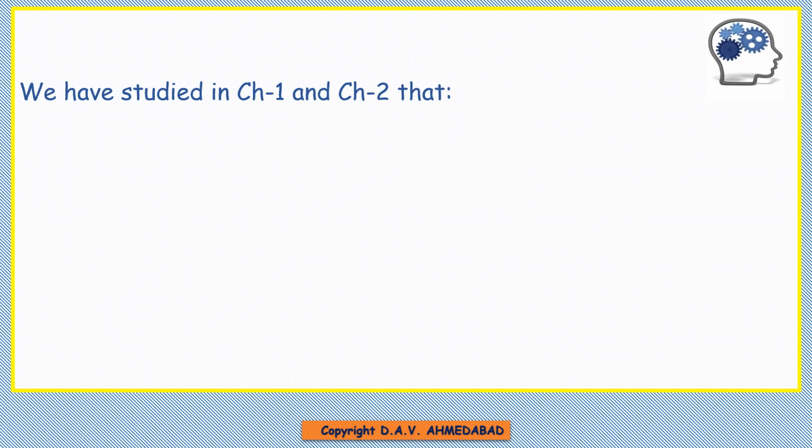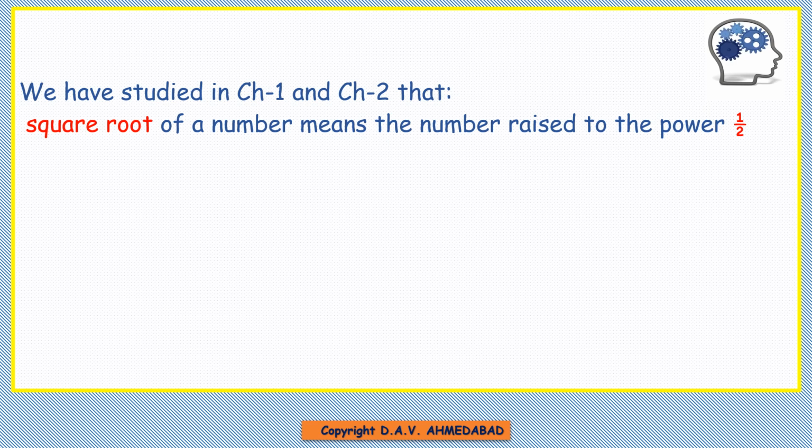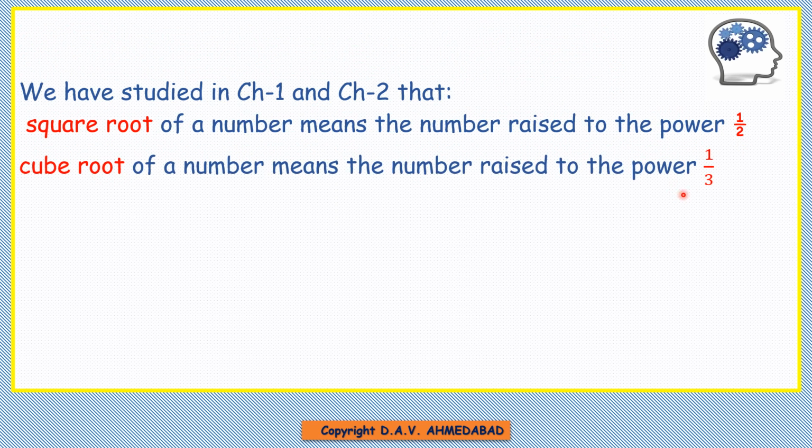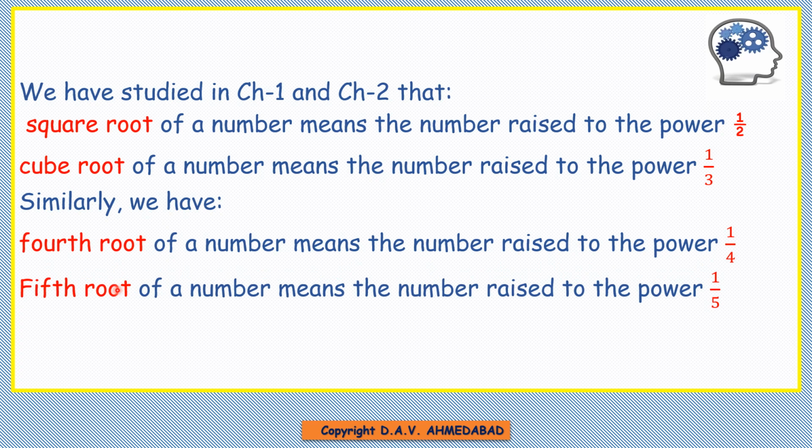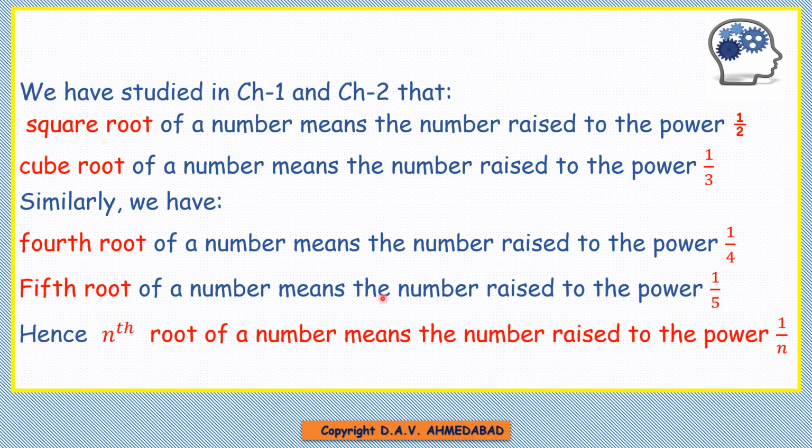Now we have studied in chapter 1 and chapter 2 that square root of a number means the number raised to the power 1 by 2, and cube root of a number means the number raised to the power 1 by 3. Similarly, children, fourth root of a number means the number raised to the power 1 by 4. Fifth root of a number means the number raised to the power 1 by 5. So nth root of a number means the number raised to the power 1 by n. Understood, children?